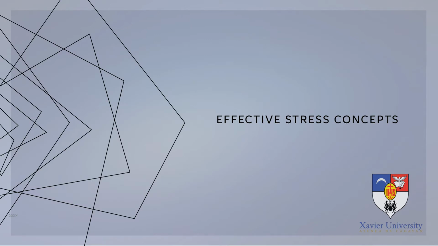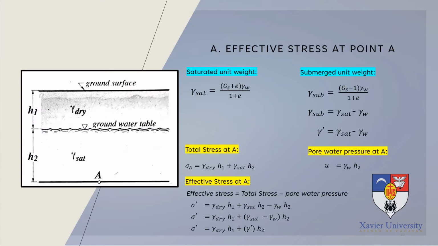So let us explore more on the varying situations or concepts of effective stress. In this first situation, we are asked to solve for the effective stress at point A if our soil profile is like this one, where our ground surface is located in this area, and our groundwater table is below the ground surface.